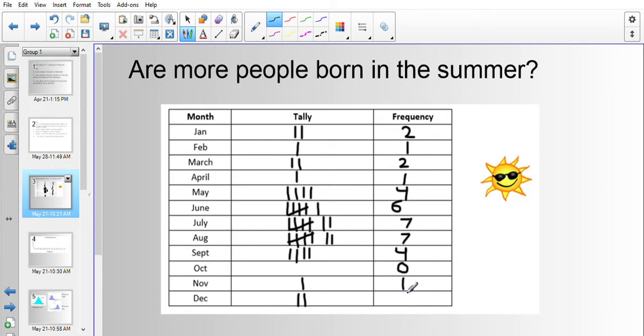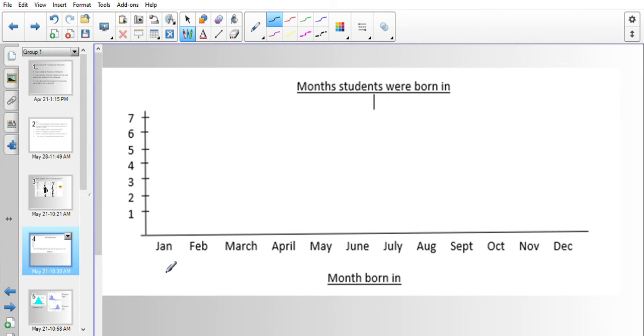So already I've taken a list, right? And I've put it into this table, and we can already see some trends, right? Look what happens as the weather gets warmer. It looks like more people were born in warmer months. So now what we're going to do is take this information right here, and we are going to create a histogram. That's the point of today's lesson. We are going to create a histogram.